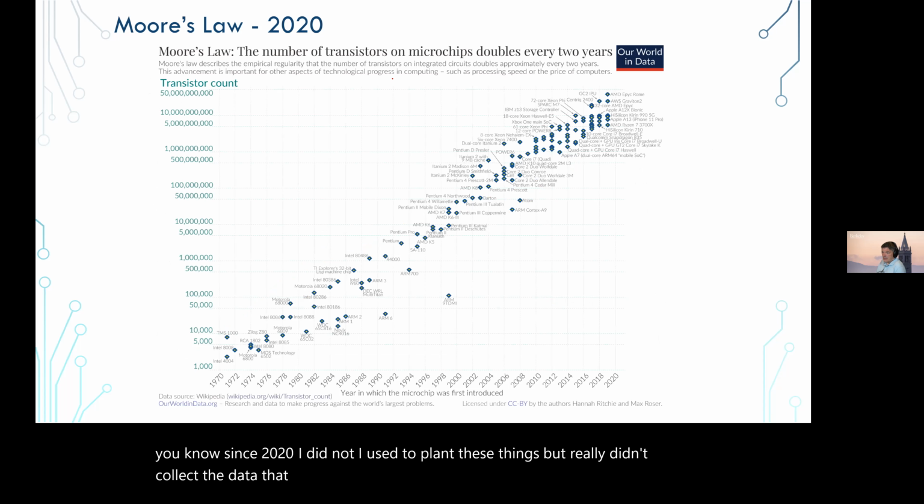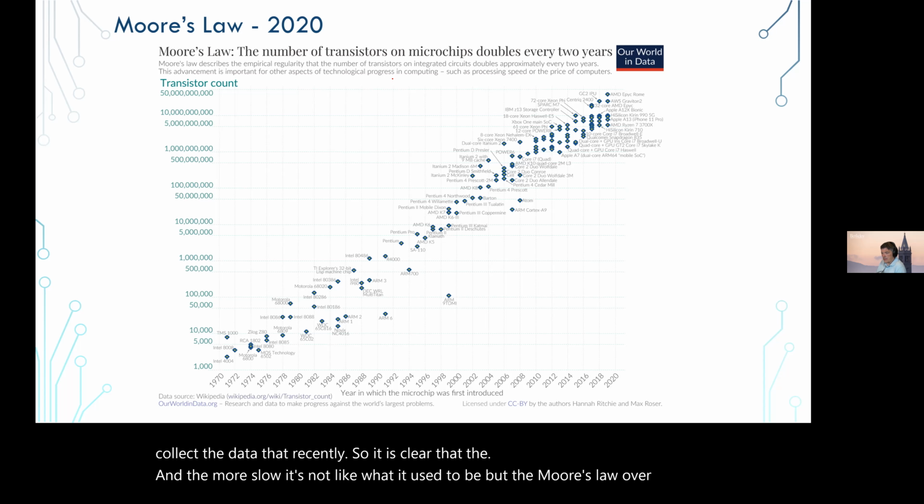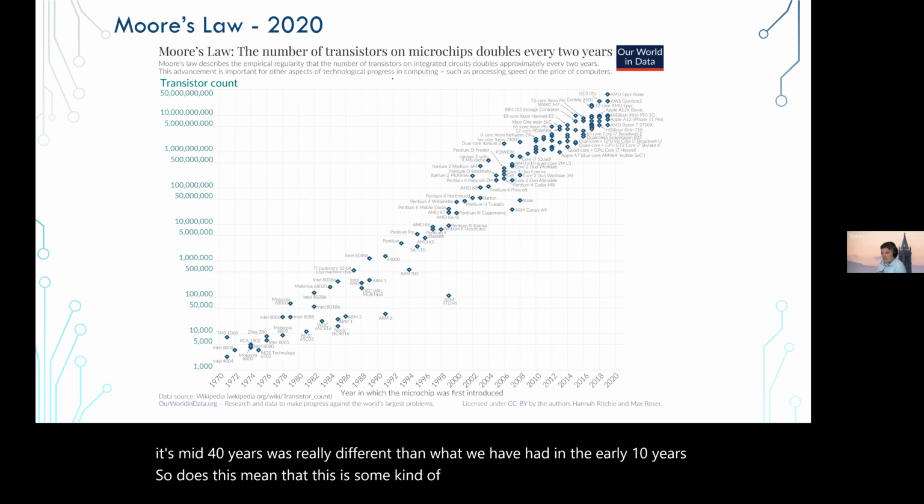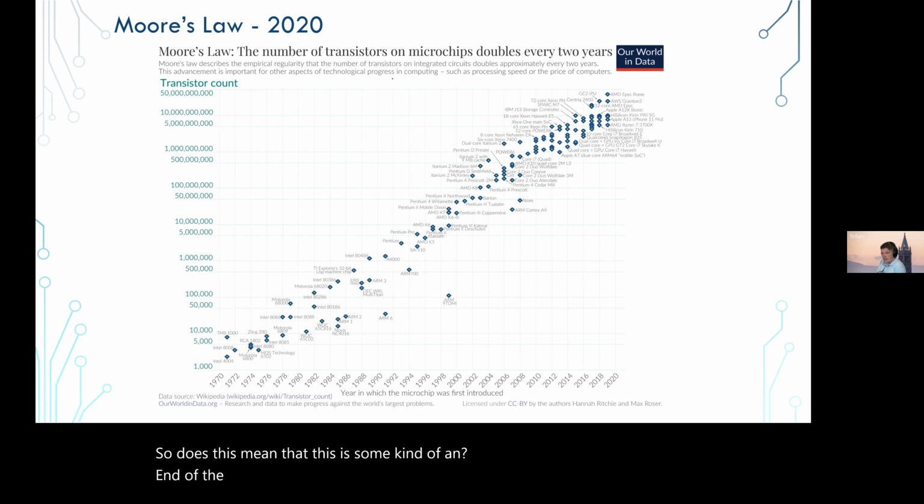So it is clear that Moore's law is not like what it used to be, but the Moore's law over its mid 40 years was really different than what we have had in the early 10 years. So does this mean that this is some kind of an end of the industry? What does this mean, that Moore's law is not going to continue?